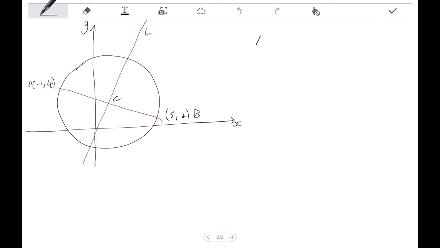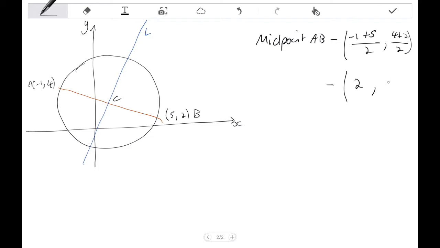So midpoint AB is going to be given by, well, our formula is x1 plus x2 over 2, so that's minus 1 plus 5 over 2, and 4 plus 2 over 2, which is going to be 2, and 6 divided by 2 is 3. So 2, 3, that's going to be the midpoint, which is also C. So that's the centre of the circle.